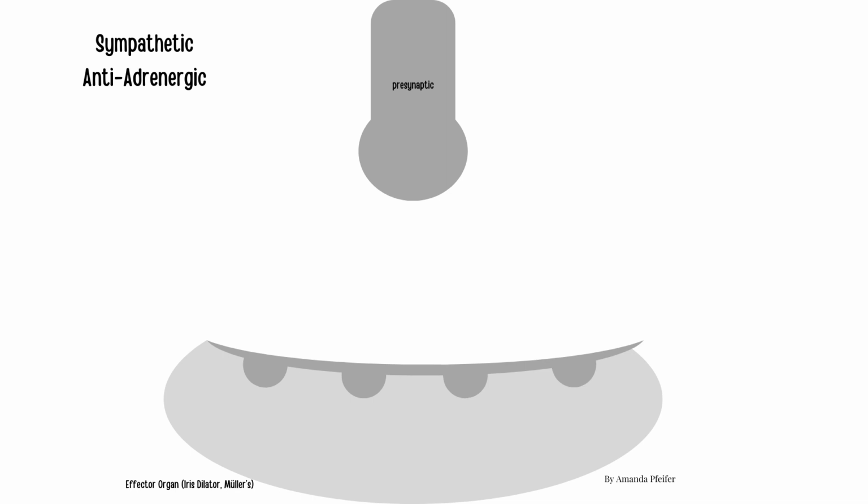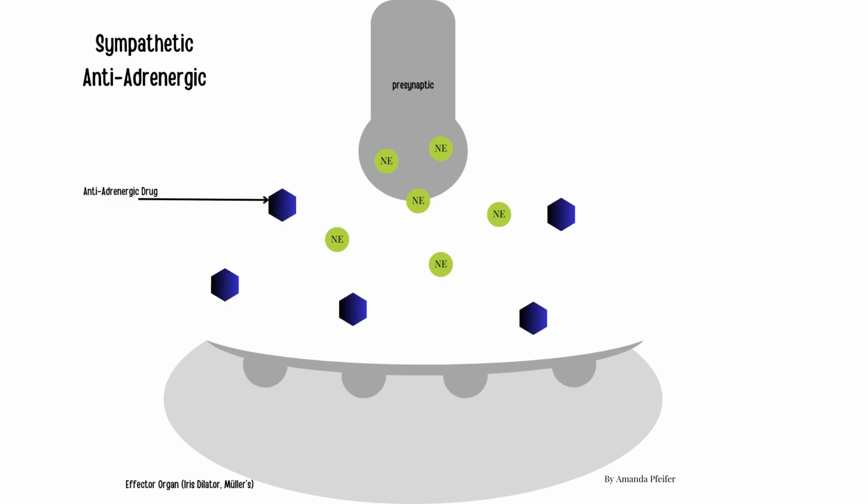The last one that we have is our anti-adrenergic pathway. So we have our norepinephrine again in our nerve. It gets released, and then we have the anti-adrenergic drug coming in. And just like with the other ones, it blocks the receptor sites on that effector organ, which causes not a lot of norepinephrine to get in there, not enough for the effector organ to be happy. That's why it has a frowny face. So it just blocks that norepinephrine and the epinephrine from activating that effector organ.